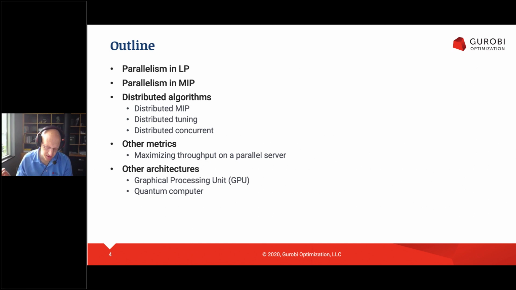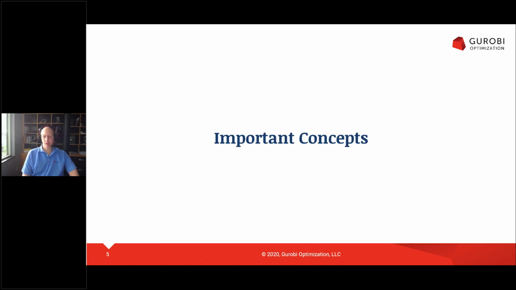I'll actually take a look at other metrics, other ways of evaluating parallel performance, and particularly look at maximizing throughput on a parallel server, making the best use of a shared server. And then I'll say a few things about other architectures, so potential for GPUs or quantum computers to help in performance for LP and MIP.